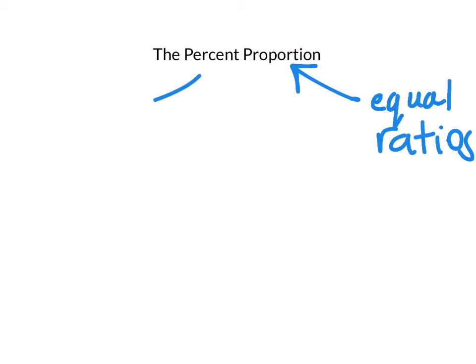So a percent proportion is a certain type of proportion. And we already know that a proportion is equal ratios, or two fractions that are equal to each other. And a percent, of course, like say 12%. The word percent means per hundred. So that would be, for instance, 12 over 100.